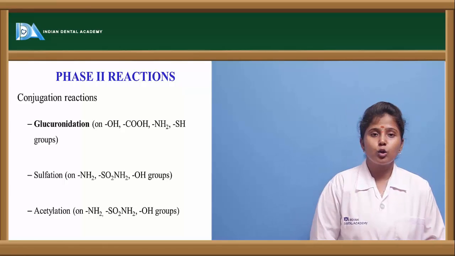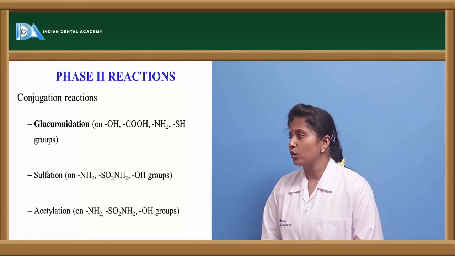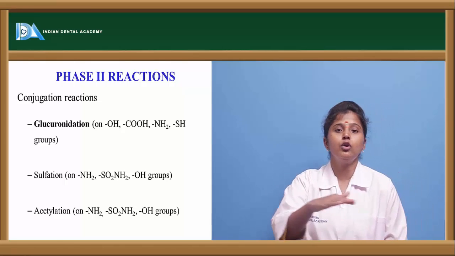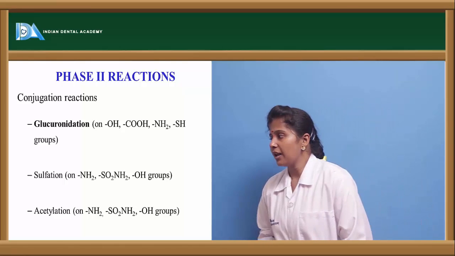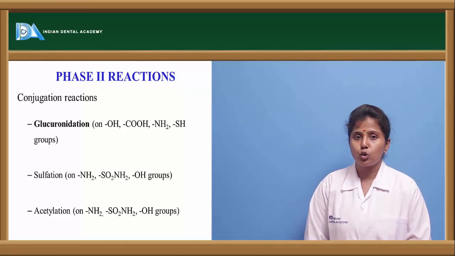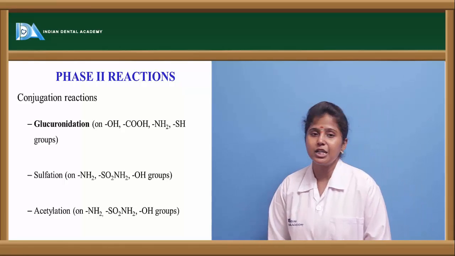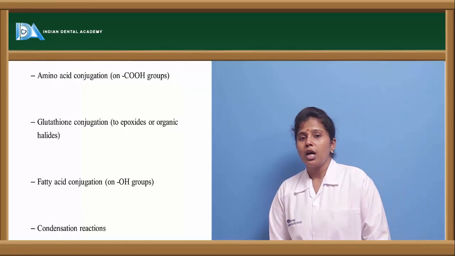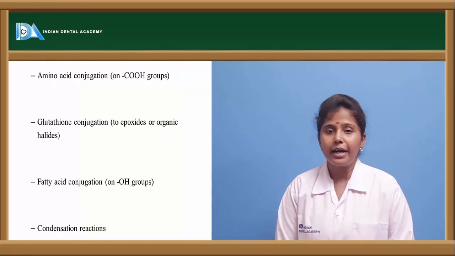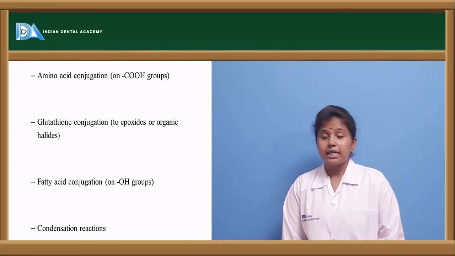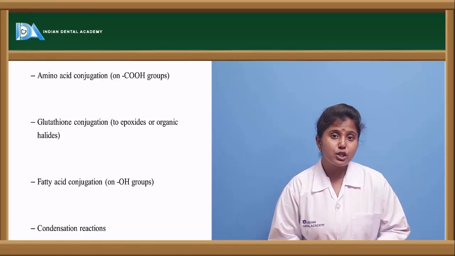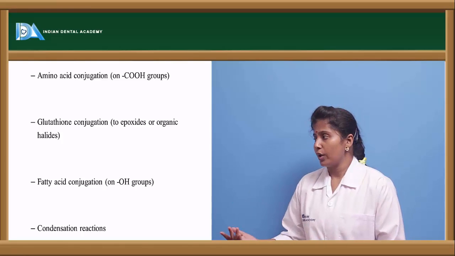Phase 2 reactions include glucuronidation, where OH, COOH, NH2 and SH groups are attached to the drug molecule in order to make it inactive. Sulfation, where NH2, SO2, NH2 and OH groups are attached. Acetylation, amino acid conjugation, glutathione conjugation, fatty acid conjugation and condensation reaction. So these are all the various phase 2 reactions that the drug molecule undergoes.